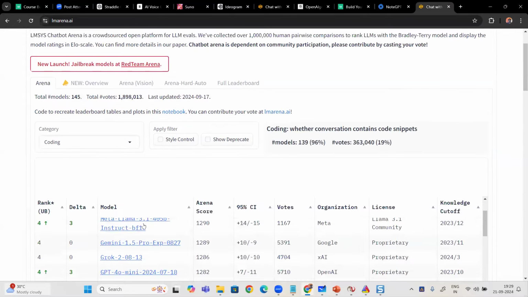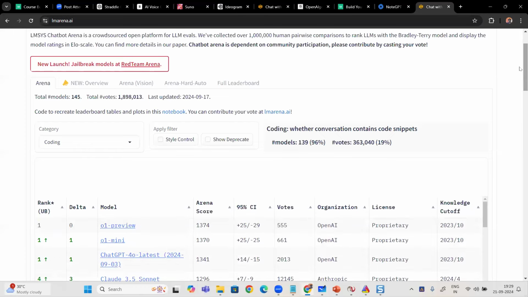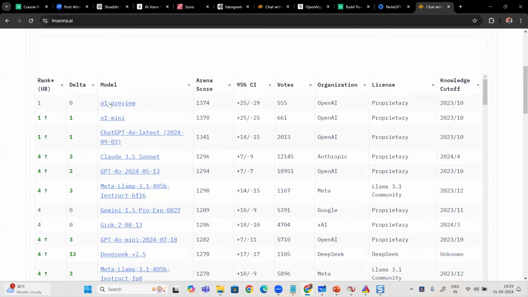You can see that O1, the recent model released by ChatGPT, is the one topping up. Mostly the top 3 slots are from ChatGPT, followed by Claude 3.5. Particularly for coding, I personally use ChatGPT and Claude 3.5, right?